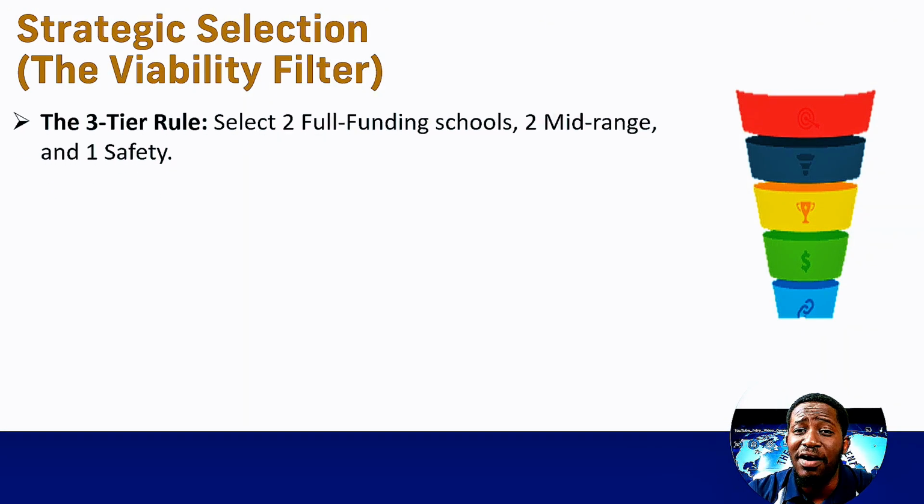So I have the 2-2-1 strategic selection, and I call it the three-tier rule. Okay, the three-tier rule has to do with schools that usually give full ride scholarships, full funding. Okay, select two schools that you are cocksure. Once again, if you are applying to multiple countries, then you know that's going to be work. But I usually advise against that.